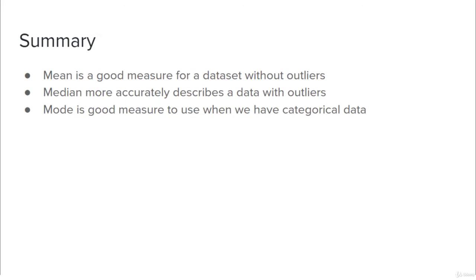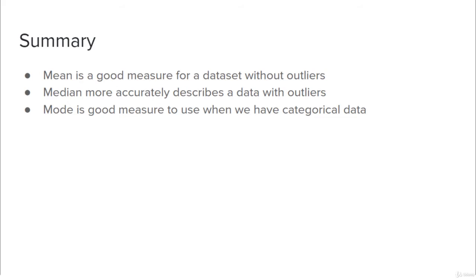So let's revise the concepts we have studied. Mean is a good measure for a dataset without outliers. Median more accurately describes data with outliers. Mode is a good measure to use when we have categorical data. So this is important to understand.